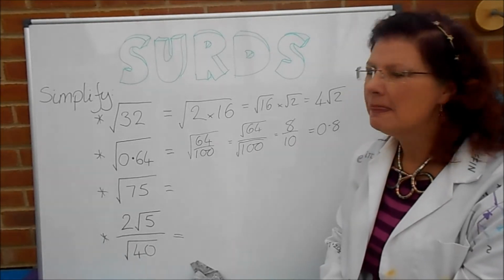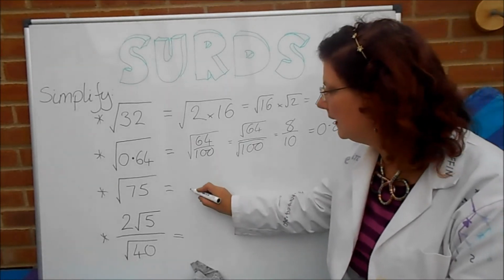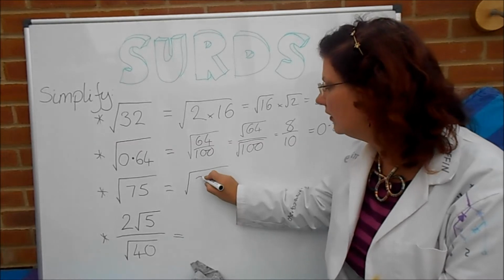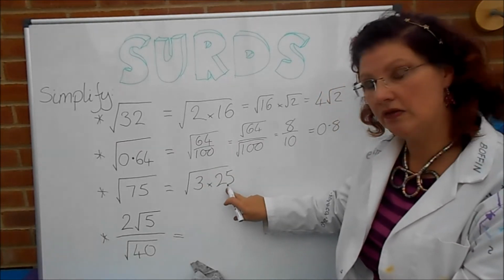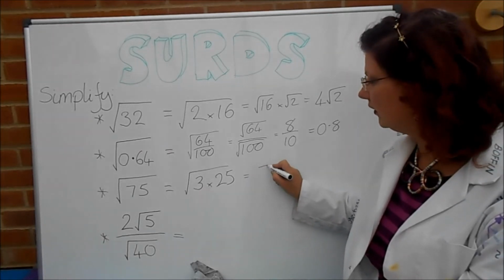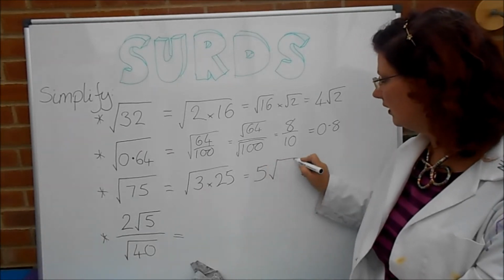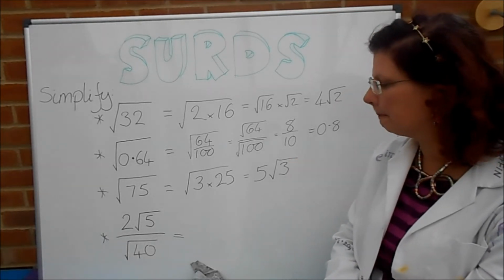This one down here, that's pretty easy because there's not very many ways of splitting 75. So that splits into root of 3 times 25. We square root that, we get 5. We square root that, we get root 3. So that's 5 root 3. I'm just missing off a stage there, I hope that's okay.